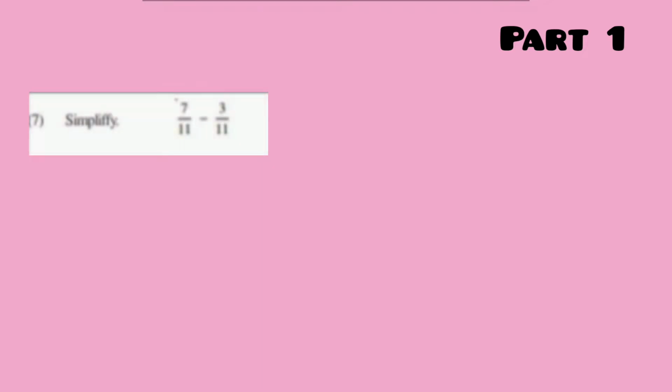Question number 7. Simplify. 7 over 11 minus 3 over 11. As the two denominators are equal here, we can subtract the numerators directly. So, 7 minus 3 is equal to 4. 4 over 11 is the answer. The answer gets the same denominator.